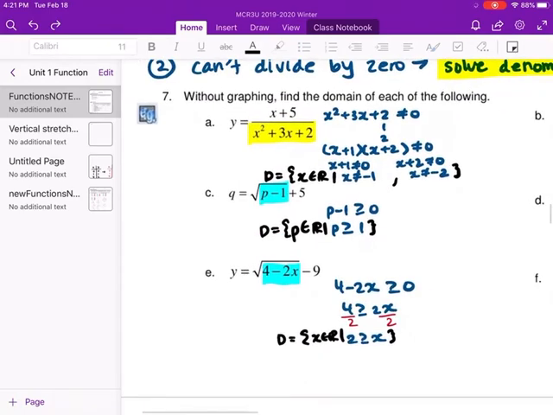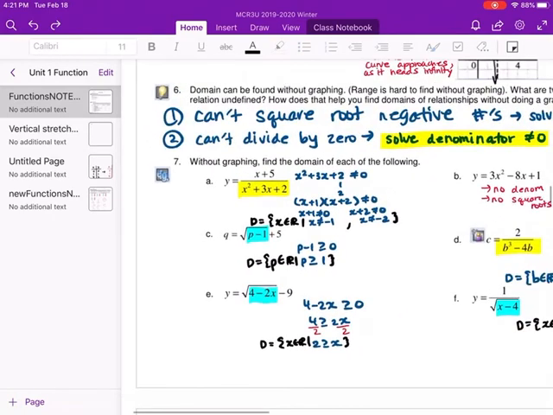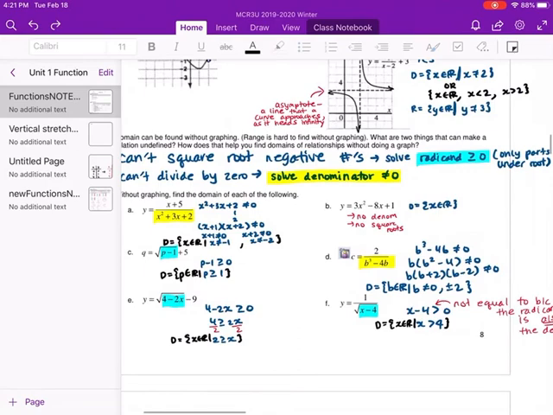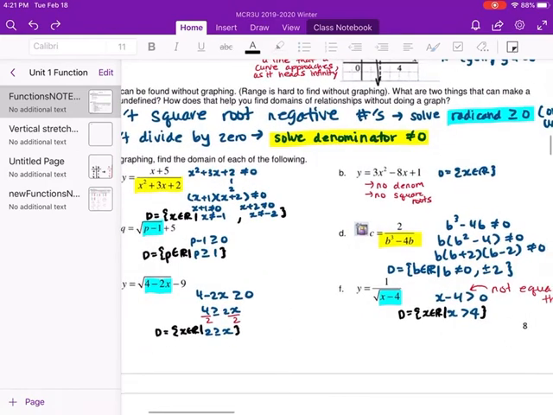Okay, very similar idea for E. Part C, it's a polynomial. There's no denominator. There's no square roots. So you just have x is an element of the reals.